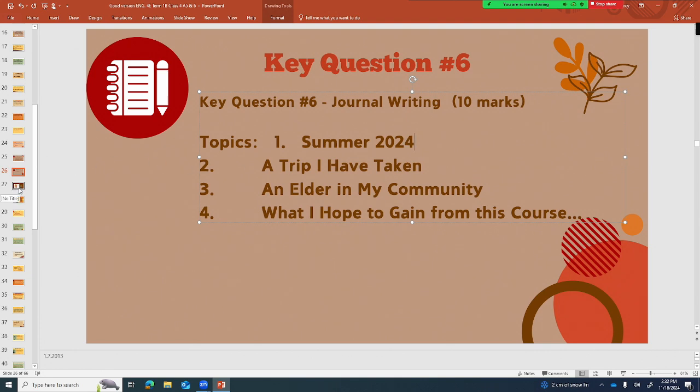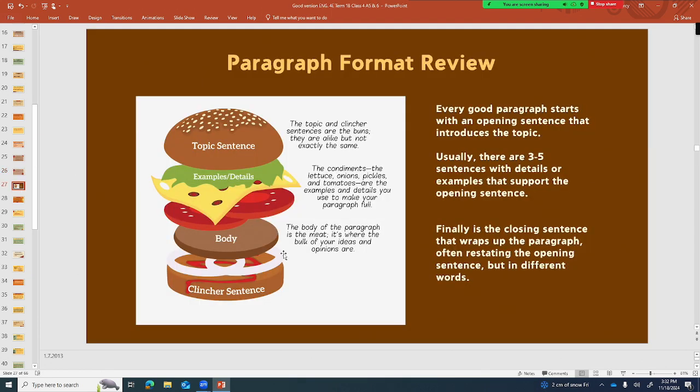So we're going to talk about paragraphs here. We went over this the other day, the hamburger format, right? We start with a topic sentence. There's a whole bunch of good, juicy details in the middle. And then we finish with a sentence that kind of echoes our topic, okay?